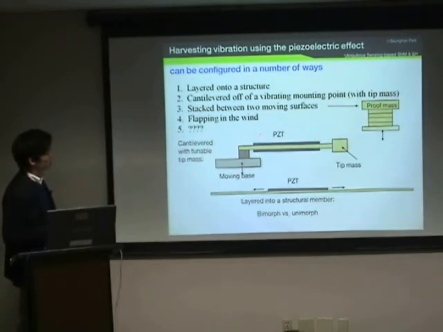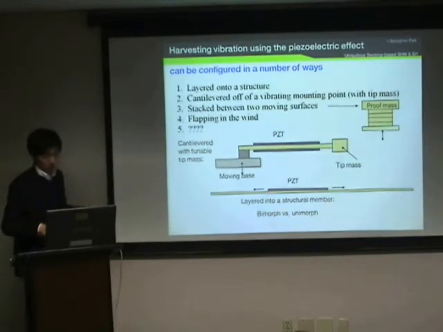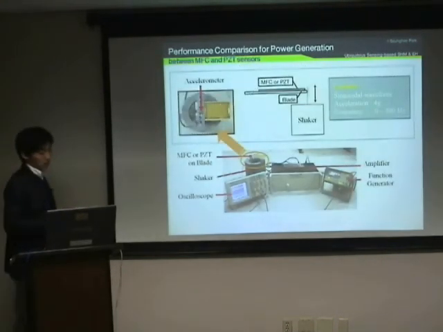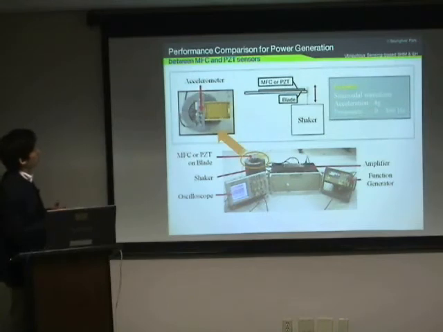So we can put the PGT sensor as a bimorph system or as a unimorph system, as you can see here. So we can compare different configurations using PGT installation. Here, we can compare MFC and PGT sensors for performance comparison for power generation. As you can see here, we put the MFC sensor or PGT sensor onto the blade.